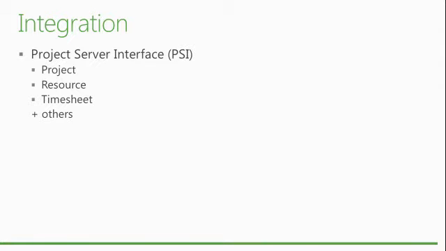So there's a PSI interface, like the web service that you get in SharePoint, like list.asmx, etc. You can hook into projects, resource, timesheets. You could create projects via code. You can create resources via code. You can create and fill in timesheets via code as well, including the approval of that.